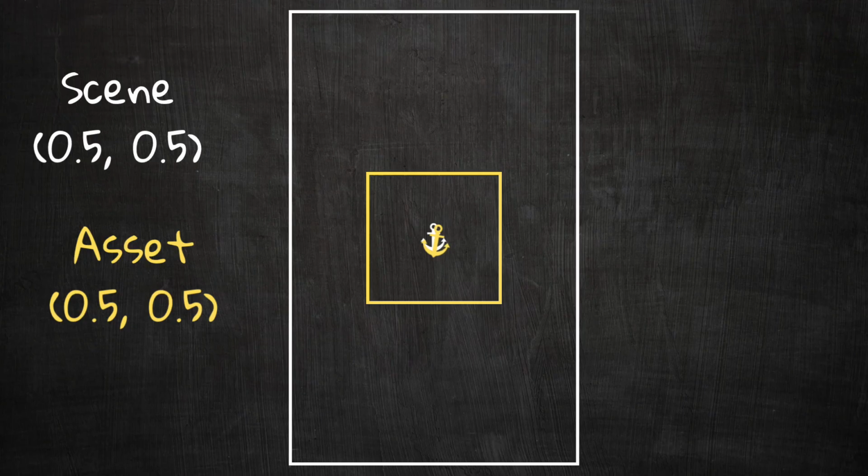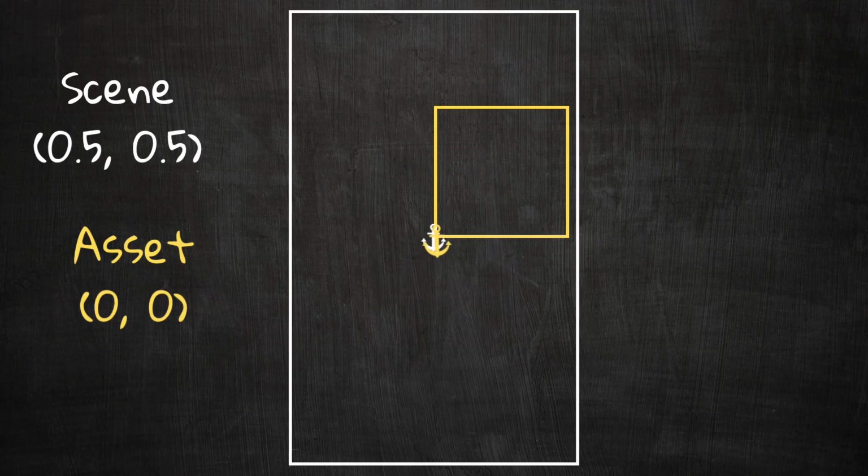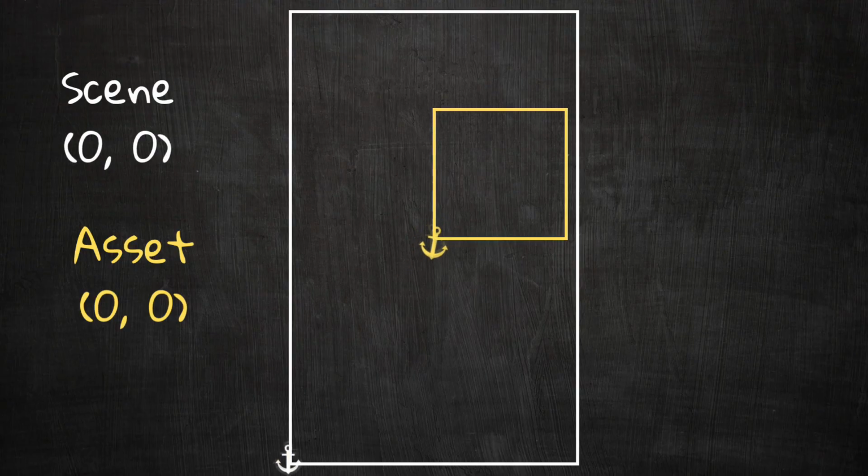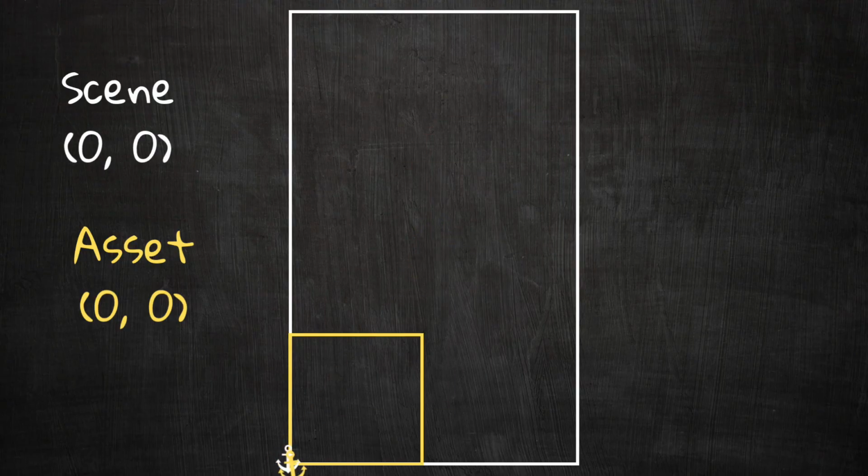If we change the asset's anchor point to 0, 0, the anchor point will still be placed exactly where the scene's anchor point is. So it means that the asset itself needs to reposition. In other words, the anchor point defines the position within a node that is considered the origin, the 0, 0 point used for positioning and transformations. For example, if we now change the scene's anchor point to 0, 0, it will be moved to the bottom left corner together with the asset.